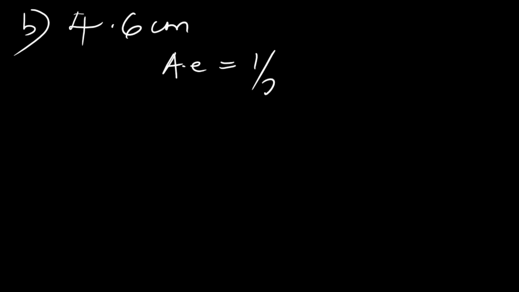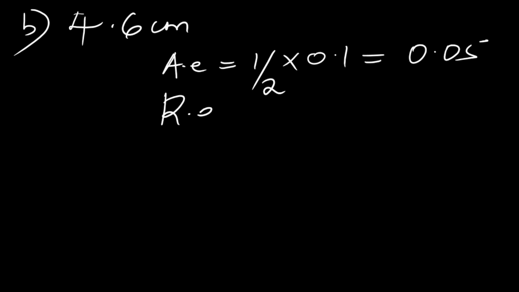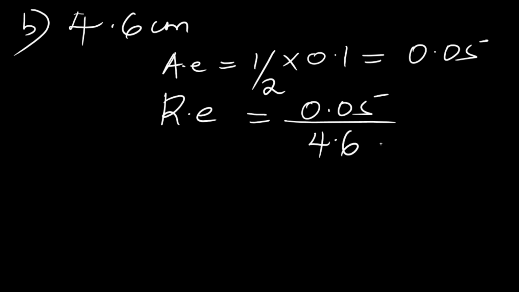Second example, 4.6 centimeters. We want to find the relative error in 4.6 centimeters. First, we get the absolute error, which is half times the least unit of measurement, and in 4.6 that is 0.1. So absolute error will be 0.05. Therefore, relative error is given by absolute error 0.05 divided by the actual value, which is 4.6. This will give 0.0109.